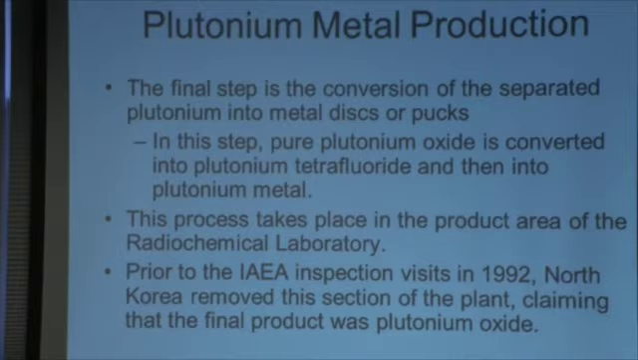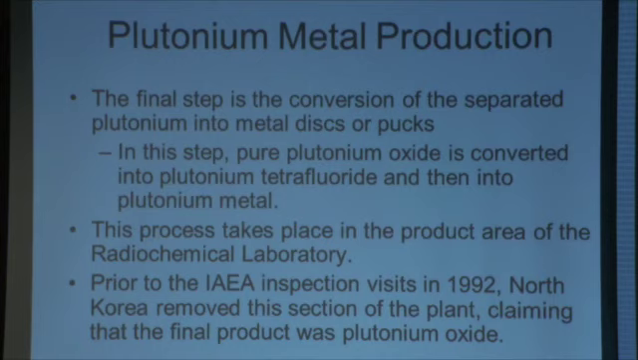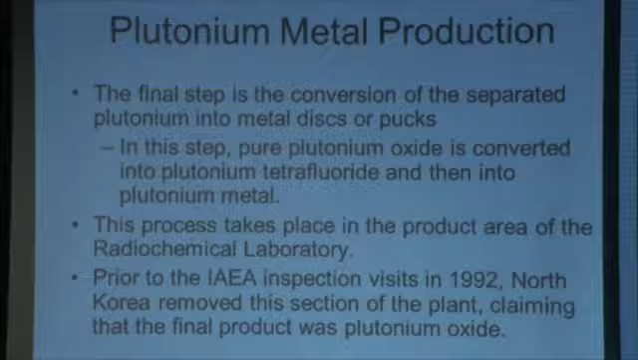But in part of the room, there was evidence that something had been removed. And so it was one of the questions the IAEA had. Well, what was there? North Korea said nothing of consequence, but it did turn out that it was the facility or the equipment to turn the plutonium oxide into metal. But again, as part of their story that it's only civilian, they wanted to say that the end product was oxide.